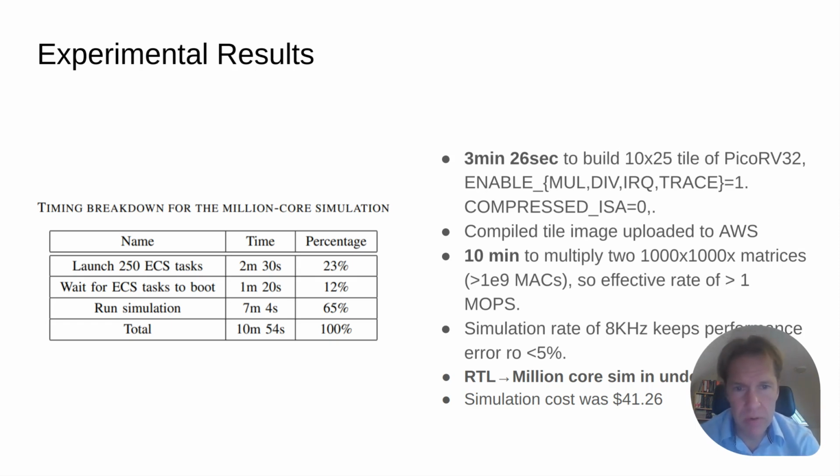And so you get to the main result, which is you can get from RTL change to running a million core simulation on a decently large benchmark. In this case, it's a billion MACs for a 1,000 by 1,000 multiplication of matrices, and all of this is under $41 and 15 minutes. So I think this is a pretty good result.